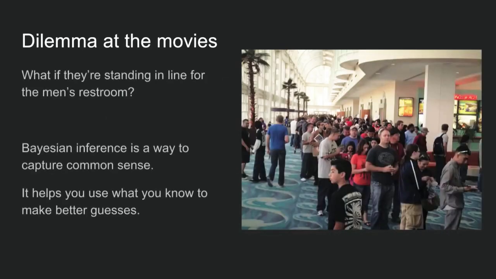Now imagine instead that this person is standing in line for the men's restroom. Knowing this extra piece of information, you might make a different guess. Bayesian inference is a way to capture this common sense knowledge about the situation and help you to make better guesses.